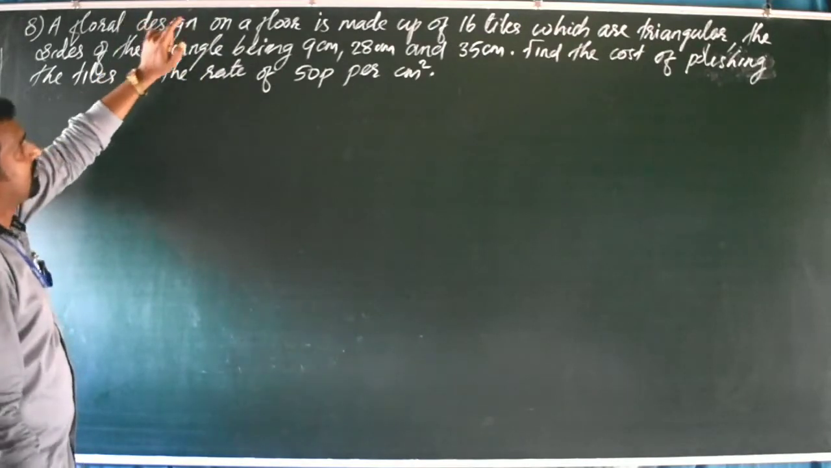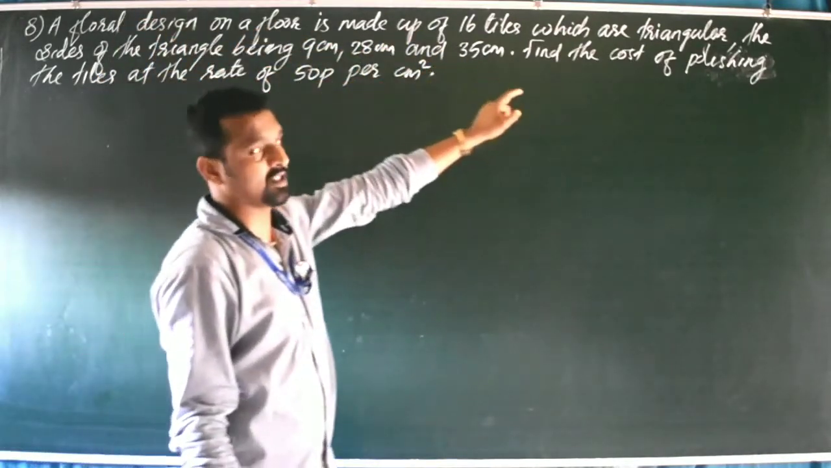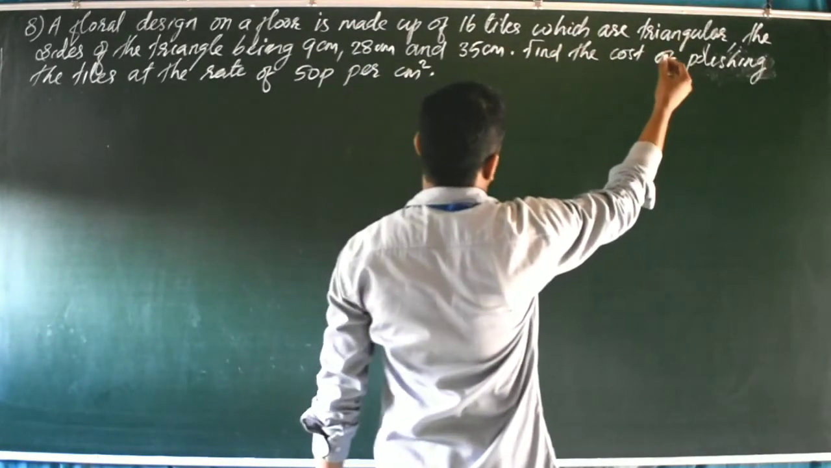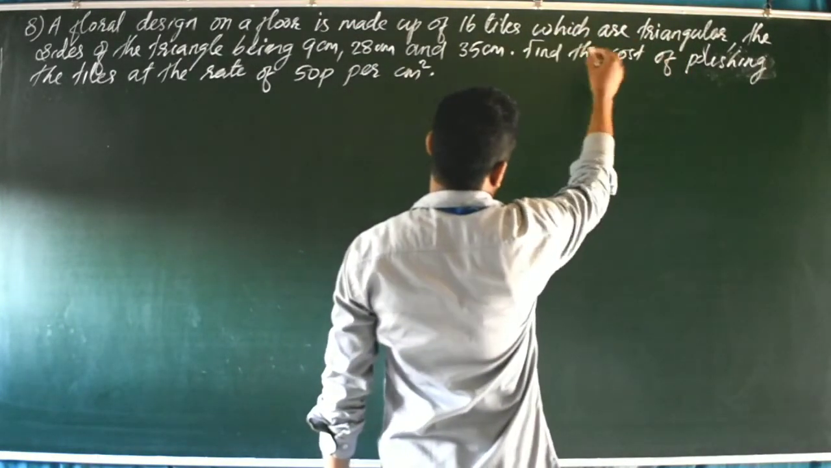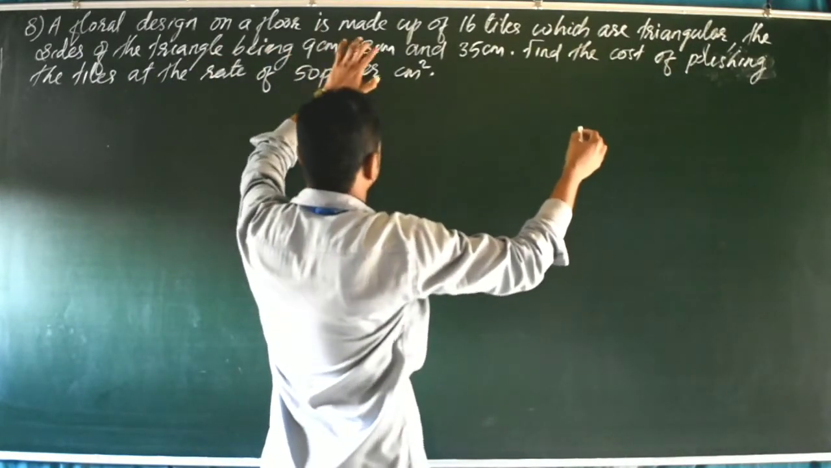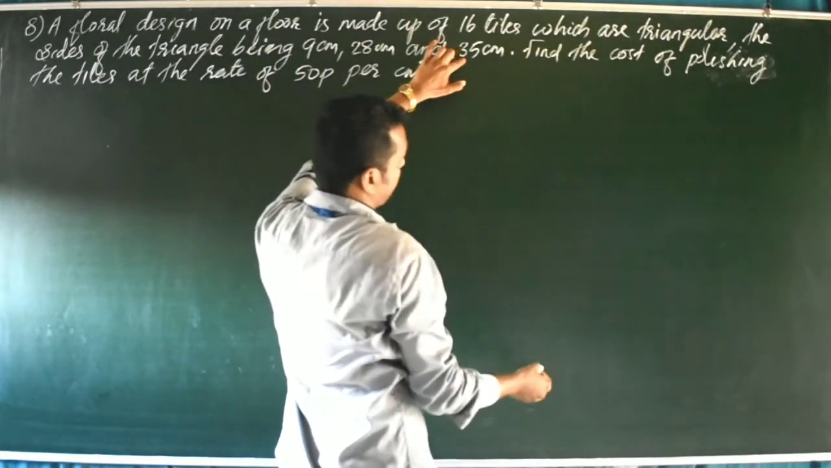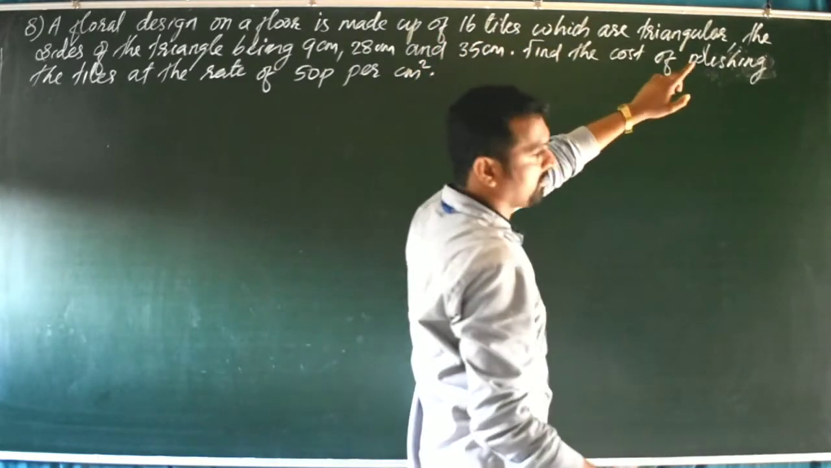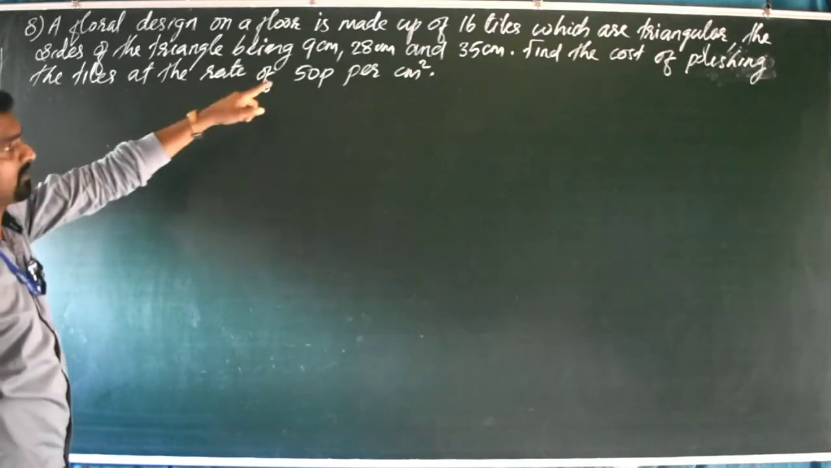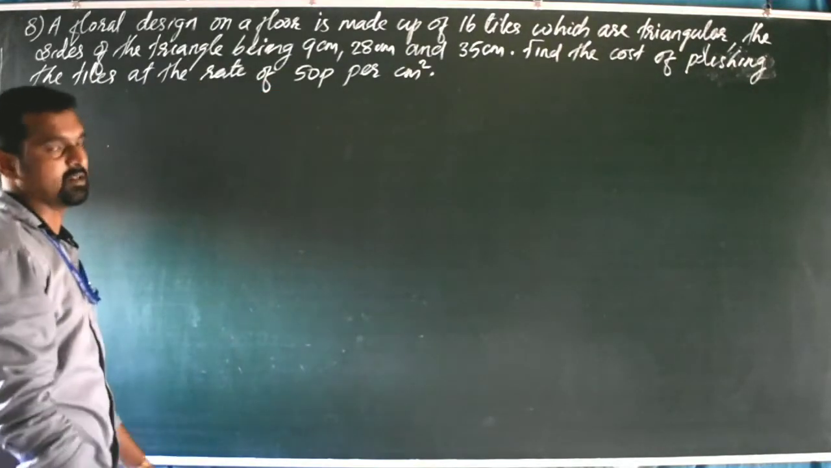A floral design on a floor is made up of 16 tiles. Total 16 tiles are there, which are triangular. Then all these 16 tiles are triangular in shape. The sides of the triangle being 9 centimeter, 28 centimeter and 35 centimeter. Find the cost of polishing the tiles at the rate of 50 paise per centimeter square.